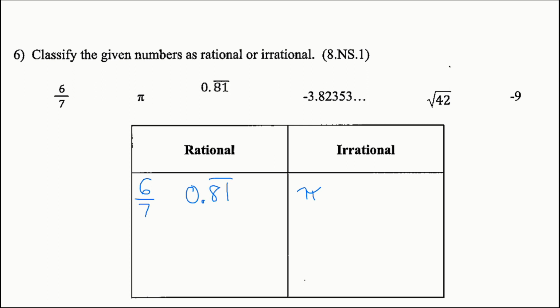This -3 number doesn't seem to have a repeating pattern, and the ellipses on the end show that it is not stopping, not terminating. So this is irrational. Square root of 42, that's also going to be irrational because it is not a perfect square. And then -9 is going to be rational. Okay? All right.